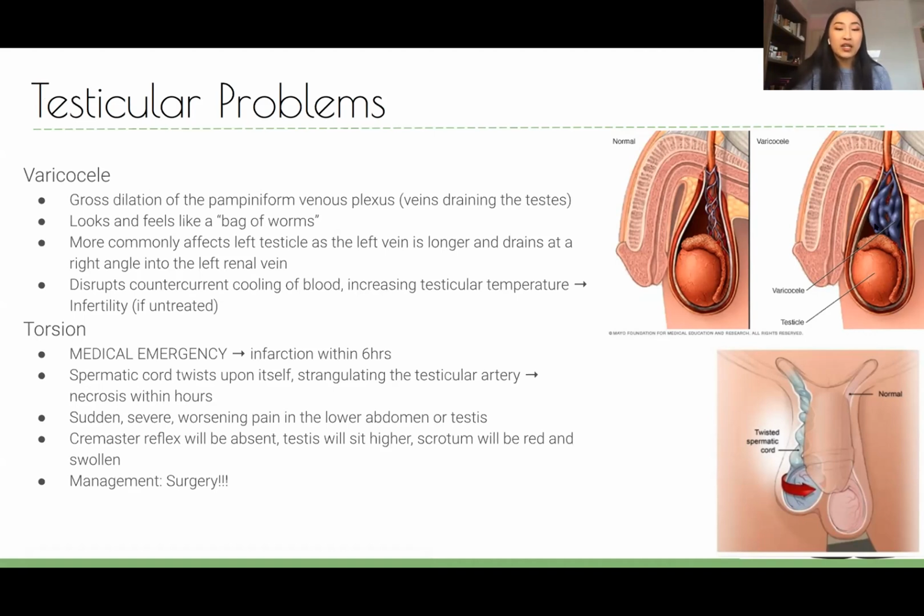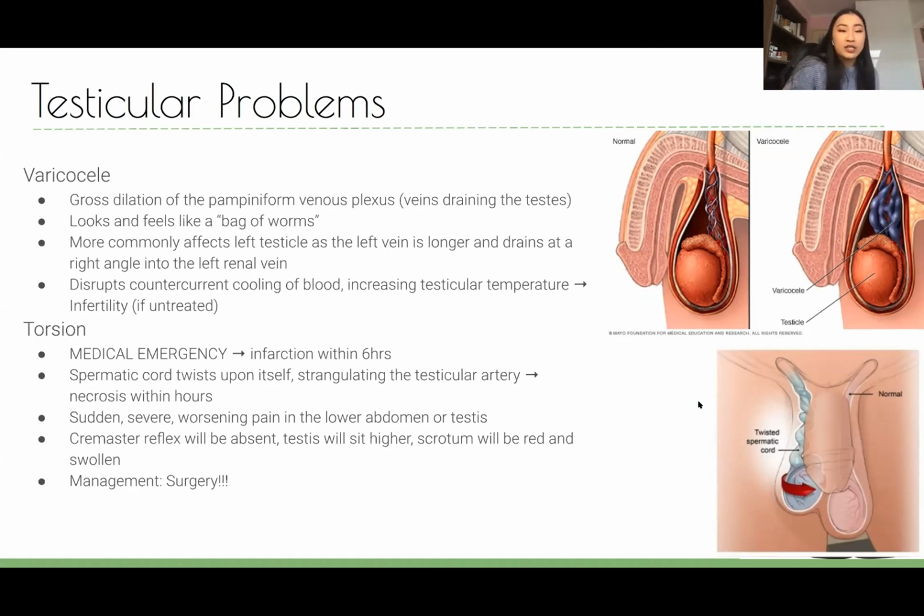It's more commonly going to happen in the left testicle, and that's because the left vein is longer. And if you remember your anatomy, the left testicular vein drains at a right angle into the left renal vein. So if you've got a right angle like this, it's more likely to cause issues with backflow. The consequence of varicocele, and the reason why it's really an issue, is that this pooling of blood disrupts that countercurrent cooling method, which means that you get increased temperature around the testes, and that affects sperm production and can cause infertility if it's untreated.